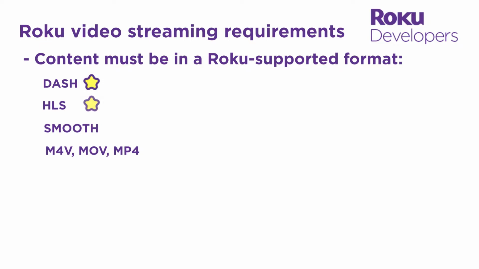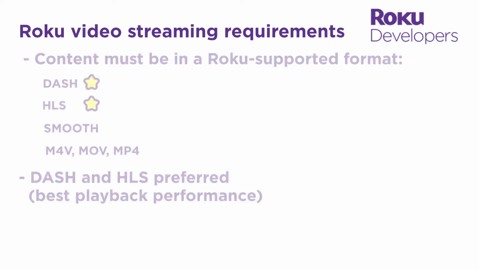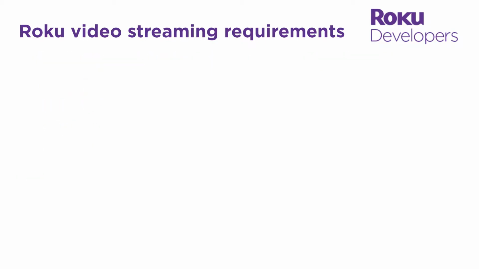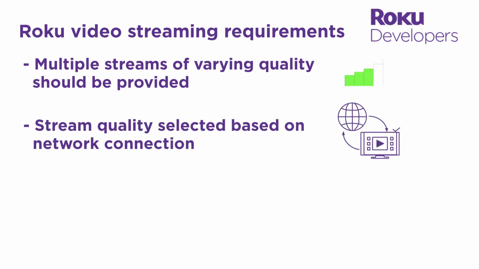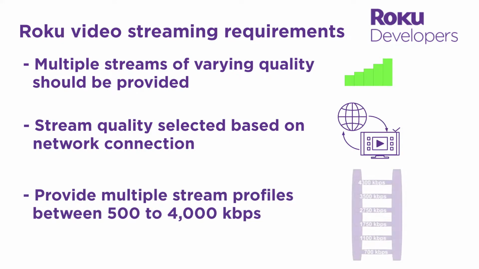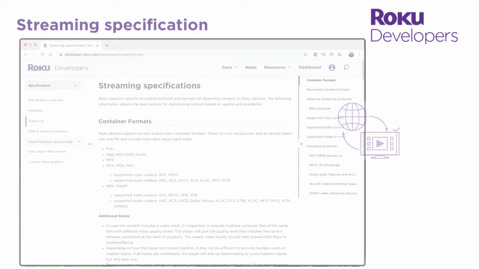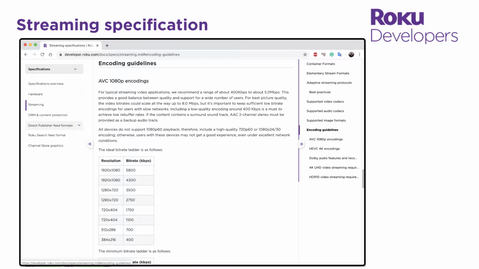DASH and HLS are the preferred formats because they are the first to receive new features and offer the best playback performance. To provide the best user experience, you'll want to have multiple video streams of varying quality. This way, Roku devices can automatically select the best streaming quality based on the viewer's network connection. Try to provide multiple profiles of video quality with bit rates ranging from 500 to at least 4,000 kilobytes per second. Check out the Roku streaming specification for the ideal bitrate ladder and resolutions to be used.